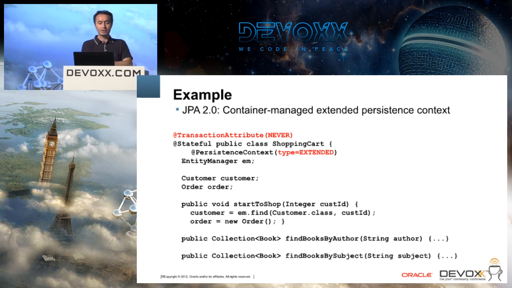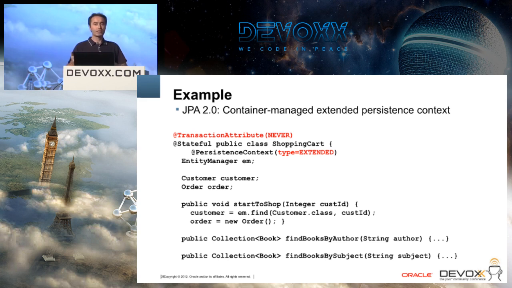And so I've got an entity manager, and presumably they'll call start to shop first. So we'll get a customer ID, we'll go find that customer, and very optimistically we'll create an order to track what they're going to buy for sure, right? So we have an order object, but there's no transaction. I have an entity manager, I have a persistence context, but I have no transaction at this point.